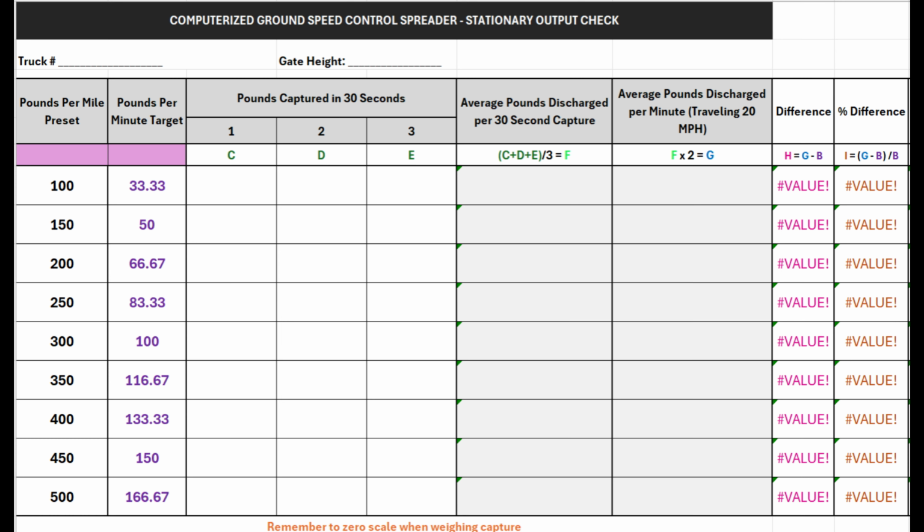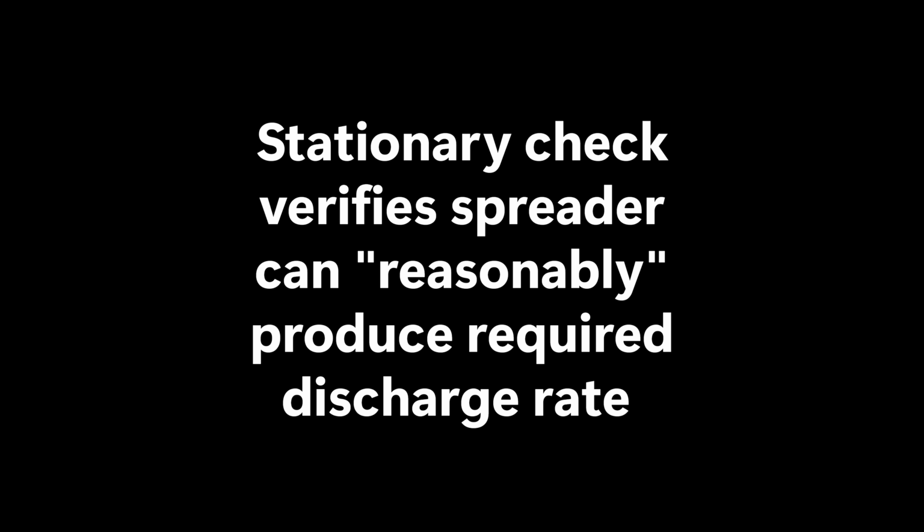At 20 miles per hour, the truck travels 1 mile in 3 minutes. So throughout the process, the spreadsheet converts pounds per lane mile into pounds per minute for those comparison purposes. This allows us to verify that the spreader can reasonably produce the required discharge rate.